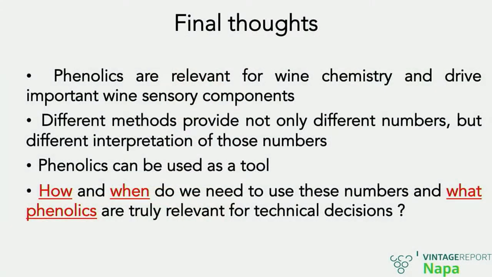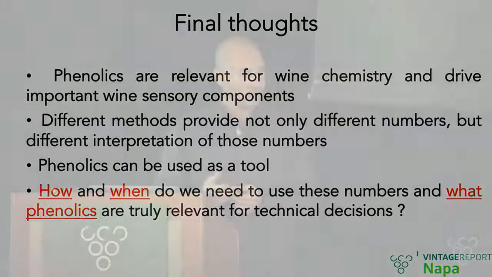Now, the final thoughts here. Obviously, phenolics are relevant from a chemical standpoint, but for the purposes of this audience, phenolics are super important from a sensory standpoint. You should be aware that different methods provide not only different numbers, but more importantly, different interpretations of the same number. Okay, if you are taking a look at protein precipitation by the Adams-Harbertson assay, the numbers are very, very much lower than the numbers that come from methylcellulose in the method from the AWRI, much lower.